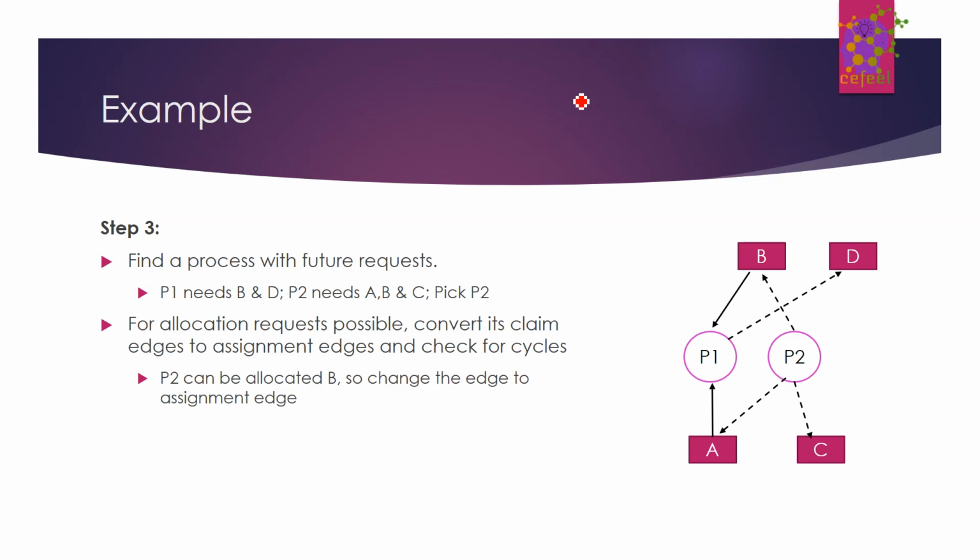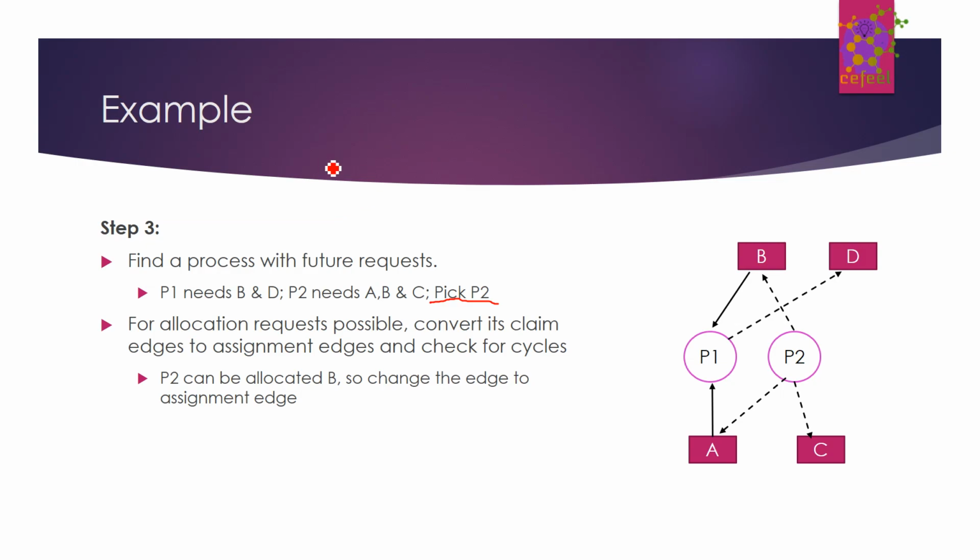So coming back to step 3 again, we have to find a process with future requests. So we have P1 needs B and D, P2 needs A, B and C. So let's just pick P2 for the sake of convenience. So because P2 was not able to allocate anything earlier, we will go through each of its requests, which means P2B, P2A and P2C, and try to convert each of those claim edges to assignment edges and see what happens. So let's first allocate P2 to B.